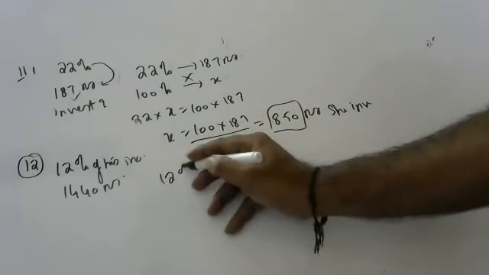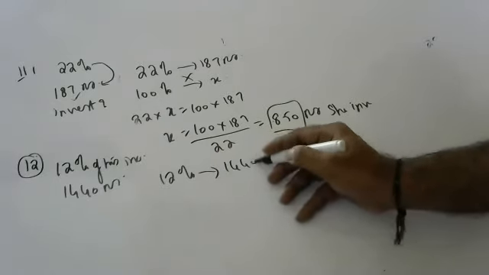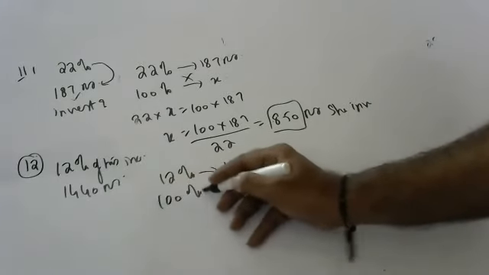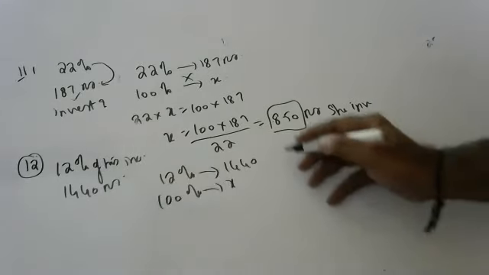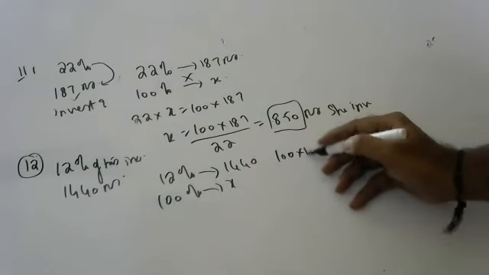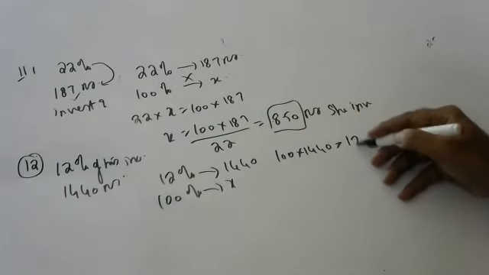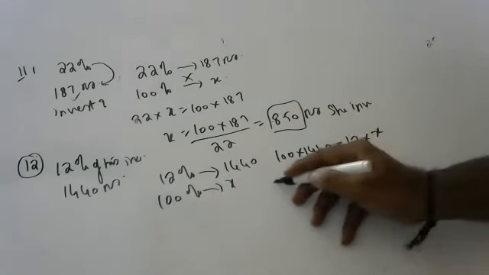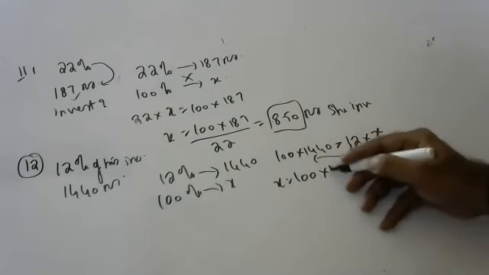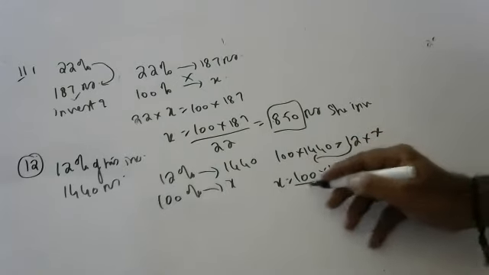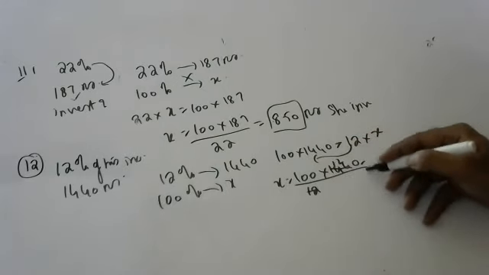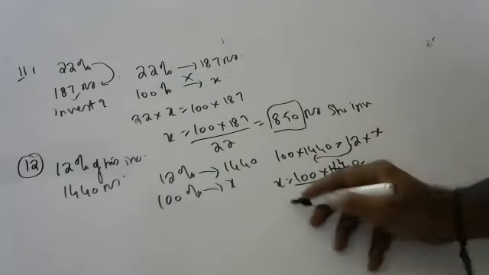12% is equal to 1440 rupees. 100% is equal to x rupees. Very good. 1440 into 100 is equal to 12 into x. X is equal to 100 into 1440 divided by 12. 12,000 rupees is his income, sir.